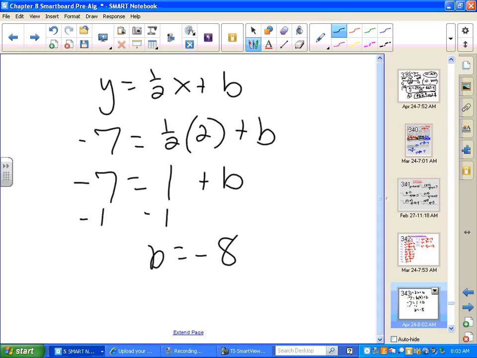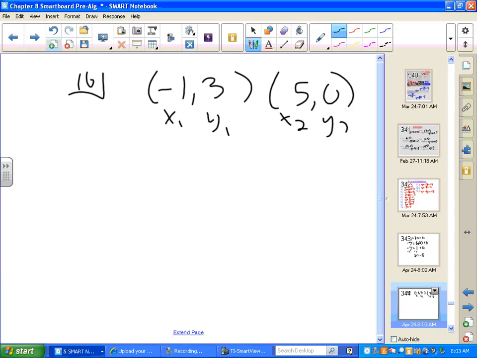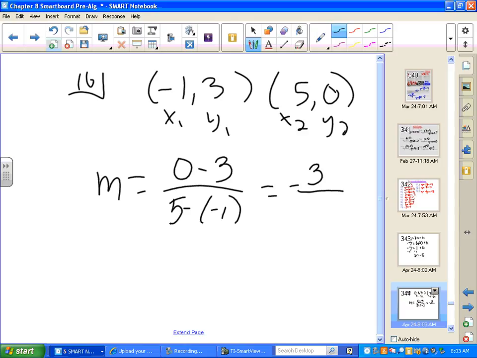Y equals negative 1/2 x plus 2.5. Yeah. Okay, so let me just do the slope. So on 16, come on, smartboard. You have negative 1, 3 and 5, 0. x1, y1, x2, y2. Okay, so Emma, m equals 0 minus 3 over 5 minus negative 1. You get negative 3 over 6, which is negative 1/2.